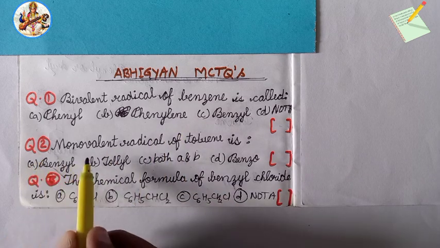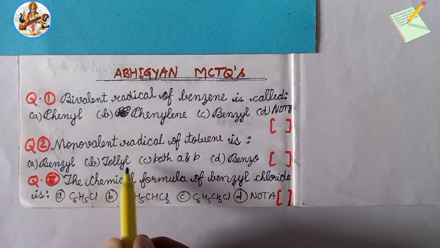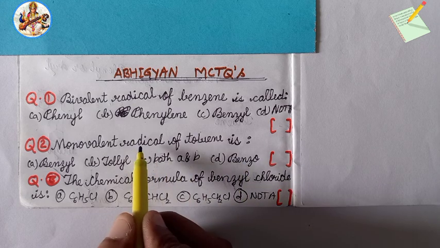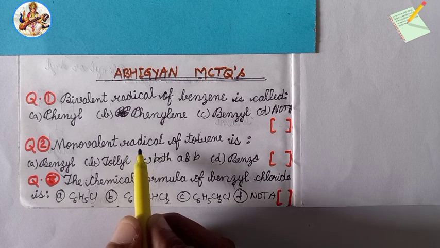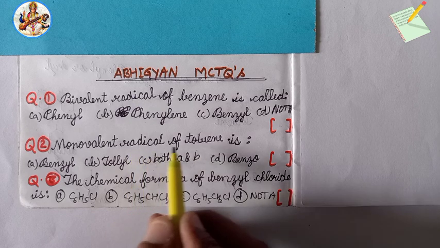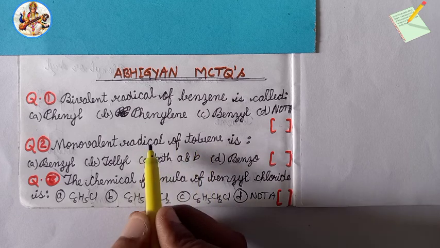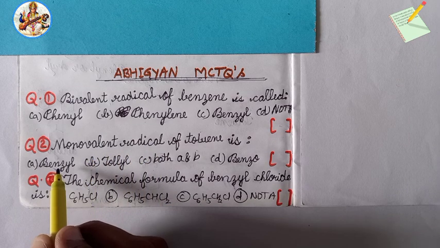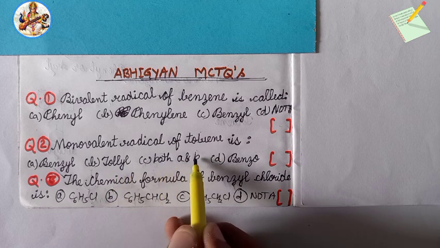Now next question. The monovalent radical of toluene is: benzyl, tolyl, both A and B, benzo. We know that after one hydrogen replacement from toluene, from the methyl group and from the benzene ring, then benzyl and tolyl radicals are obtained respectively. So the answer will be both A and B.